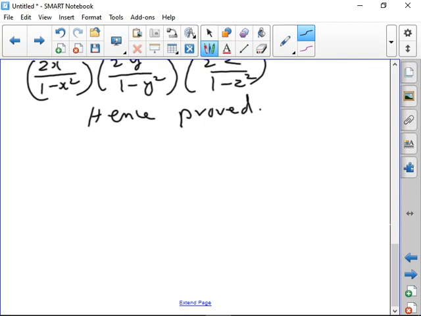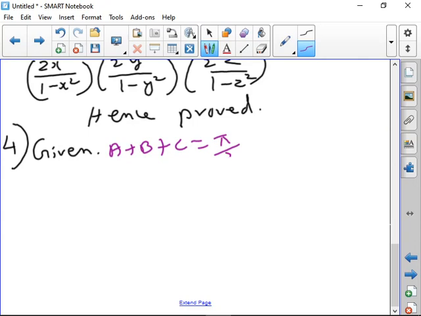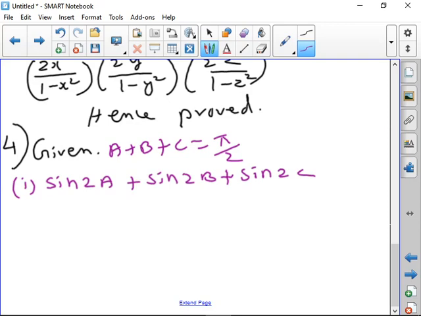Okay. Now, fourth question. What is given? It is given a plus b plus c is equal to pi by 2. So prove the following. Two subdivisions are given. One subdivision I will do, the second subdivision you can take for homework. Okay, so this is what we have to prove: equal to 4 cos A, cos B, cos C.